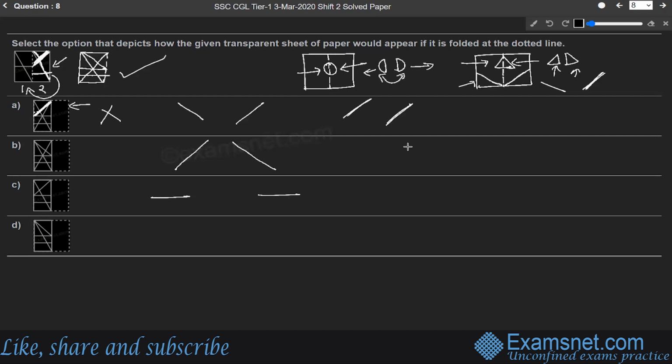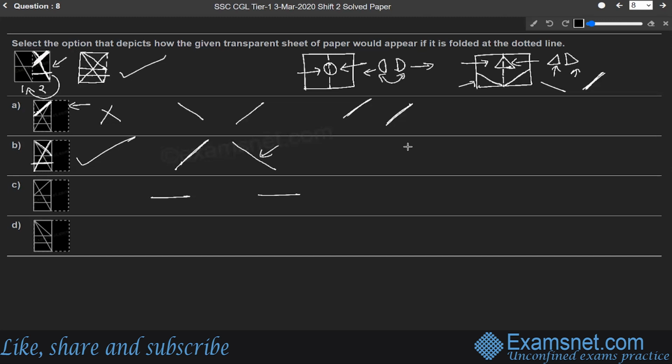The second option satisfies all the conditions. That is, the first line is opposite. Then the second line, which is this particular line, is also in the opposite direction. And the straight line remains straight only. So the second figure is absolutely correct. But let us have a look at the other options too.